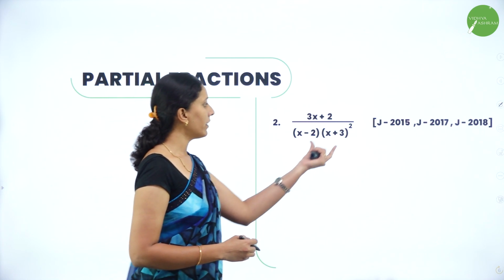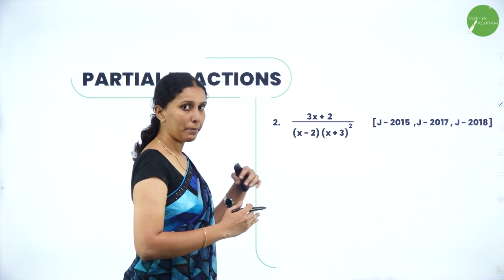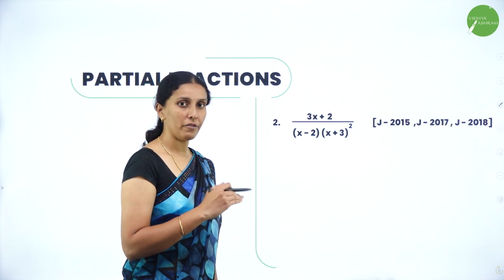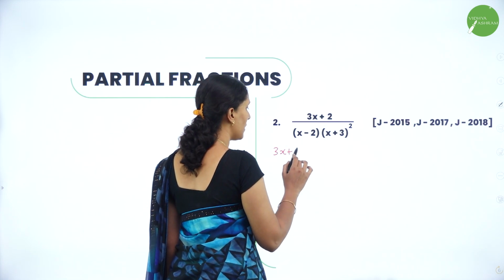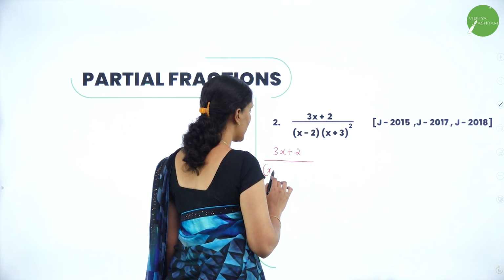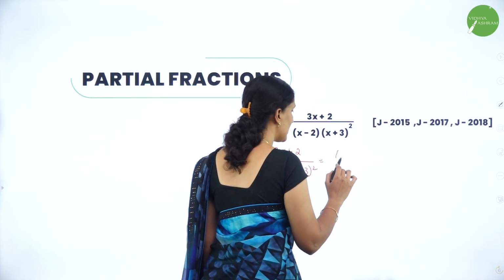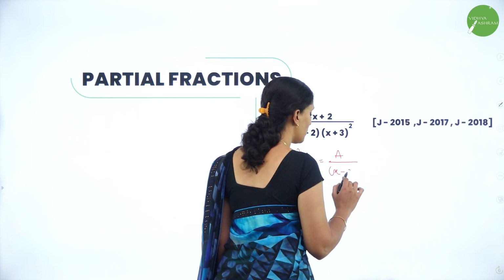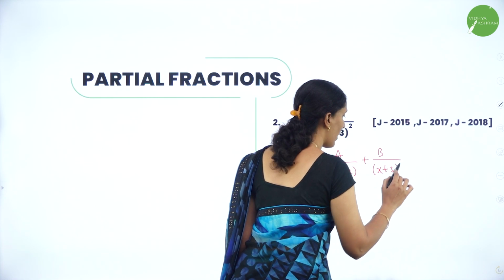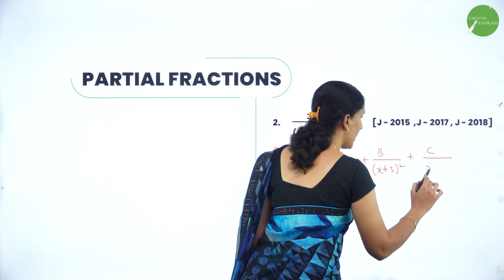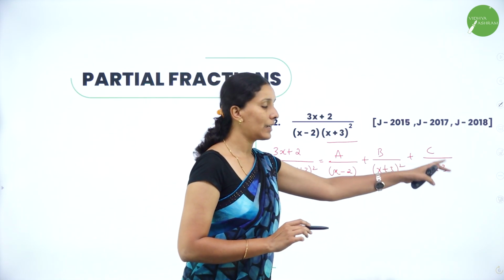So now when you have a repeated linear factor, you need to write it in the form of A, B, C only, but B or C can be written in the form of (x plus 3) whole square. So now this can be written as 3x plus 2 divided by (x minus 2)(x plus 3) whole square. So this can be written as A divided by x minus 2 plus B divided by (x plus 3) whole square plus C divided by x plus 3. So whenever repeated linear factors are there, you need to expand it like this.